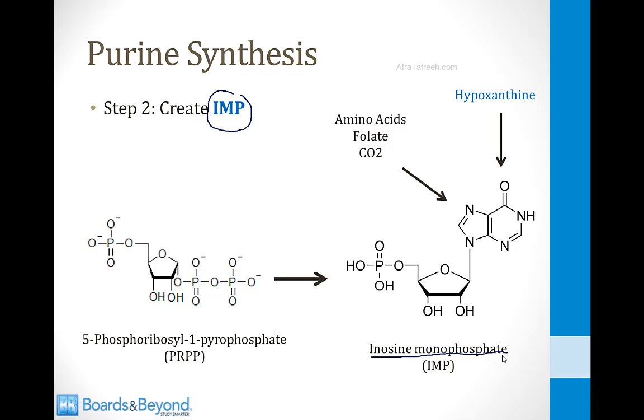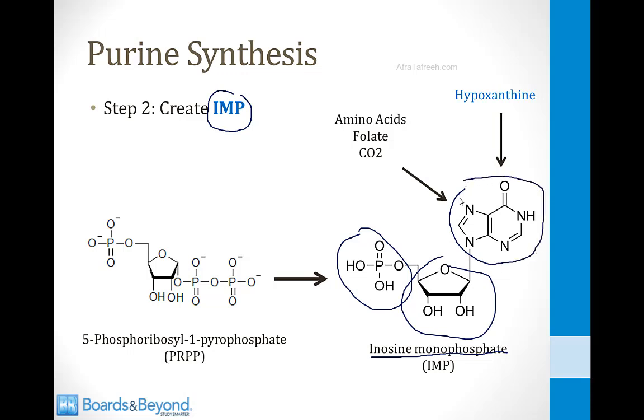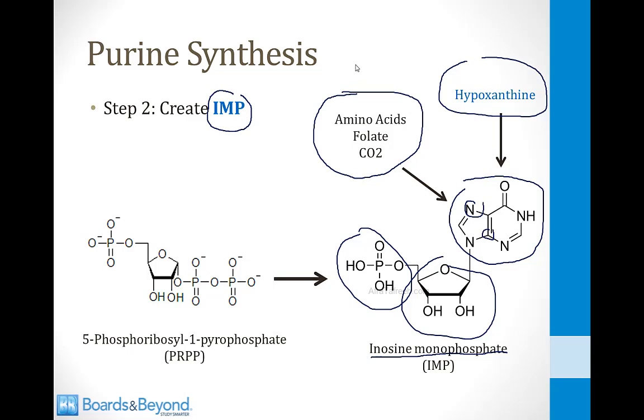It is an intermediate form that is used to synthesize the nucleotides that DNA and RNA like to use. But just like all nucleotides, it has a phosphate group, a ribose sugar, and a base. The base that inosine monophosphate has is called hypoxanthine, and we'll talk a little bit more about that in the next few slides. You should also know that in the hypoxanthine base, you can see that there are nitrogen groups and lots of carbon groups, and these all come from amino acids and folate and CO2, and we'll talk more about that in a minute.